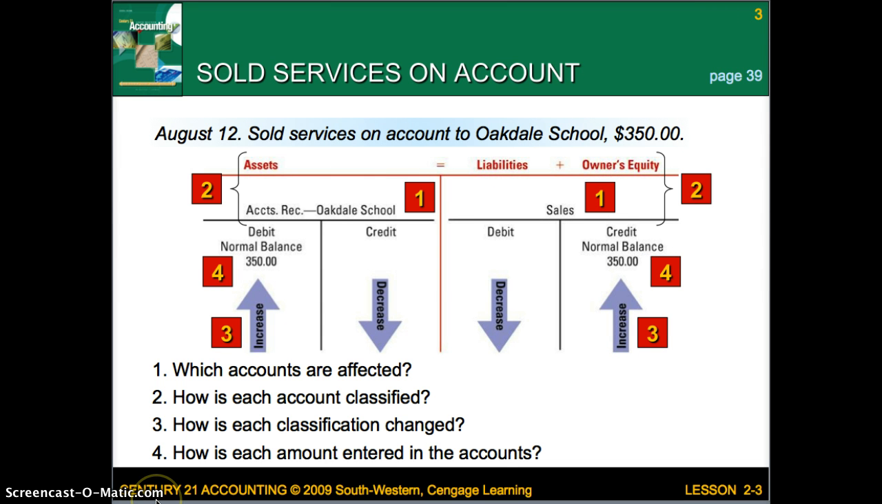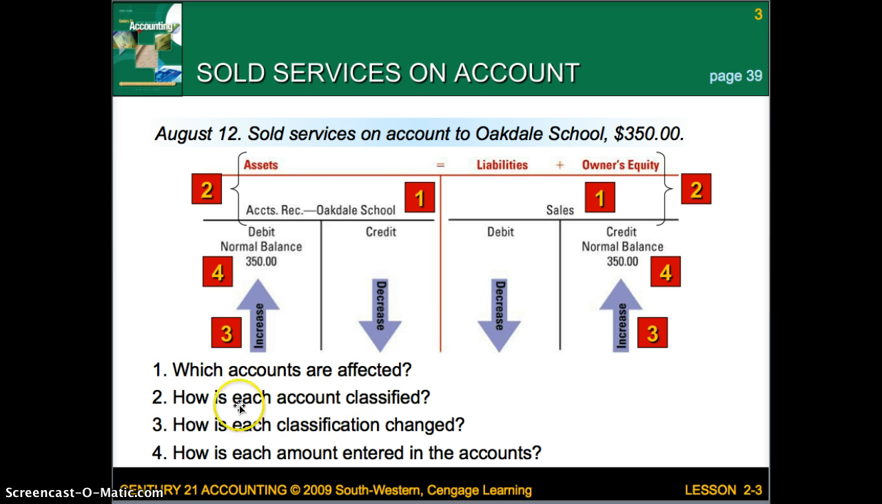The next transaction we have is on August 12th. We sold services on account to Oakdale School. This is what I'm talking about. Just because we didn't sell a good doesn't mean it's not a sale. I sold my service of fixing your computer to Oakdale School. So the accounts that are going to be affected are my accounts receivable, because Oakdale School owes me money. They didn't give me cash right away. They said bill me, so I'm going to do that. So they owe me $350. So accounts receivable and sales, because I sold my service.